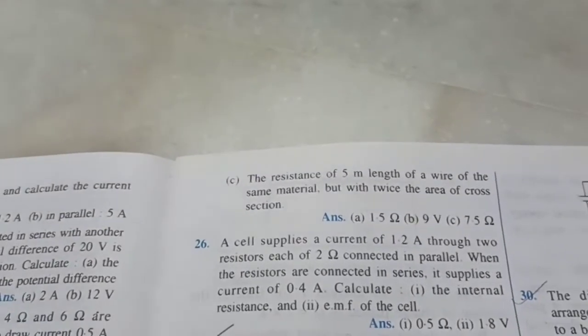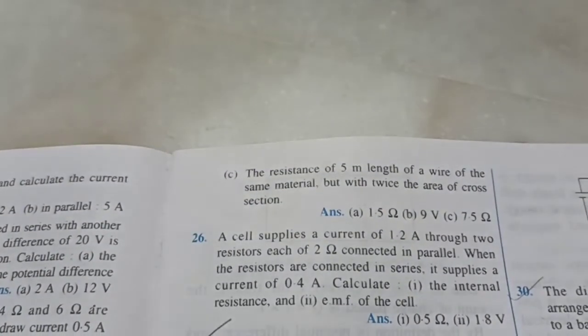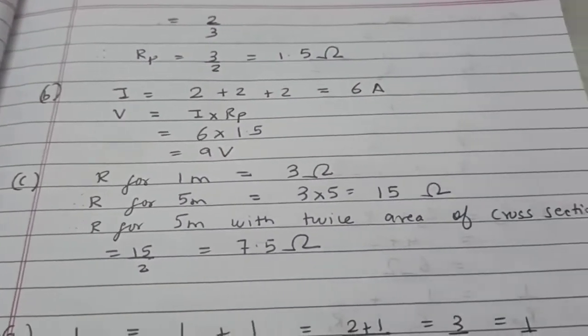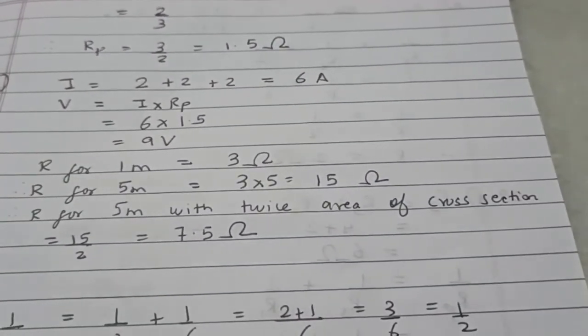The resistance of 5 meter length of wire. Okay, for 1 meter it was 3, so for 5 meter it will be 15 ohm. Easy. But they said twice the area of cross section. Now it's not stretched or doubled or anything like that. That means the length is 5 meters, which is taken into account. We got 15 ohm. And we know now that if the area of cross section is doubled, the resistance is halved. There is less traffic jam. So the answer is 7.5 ohm.